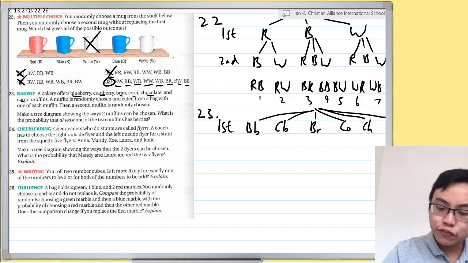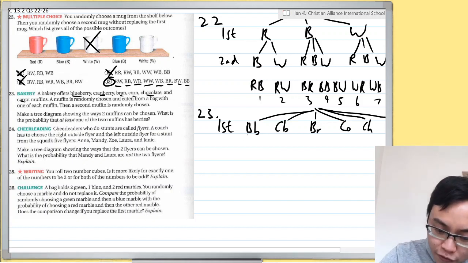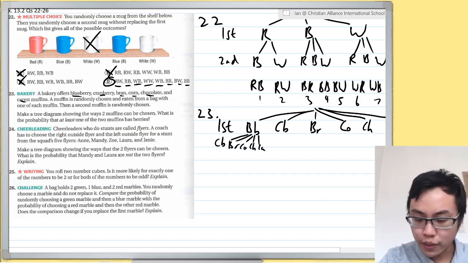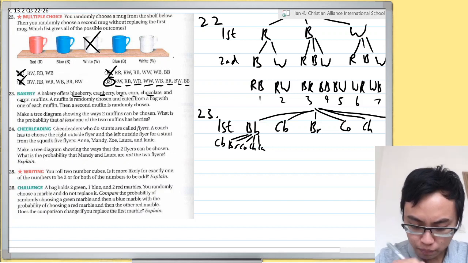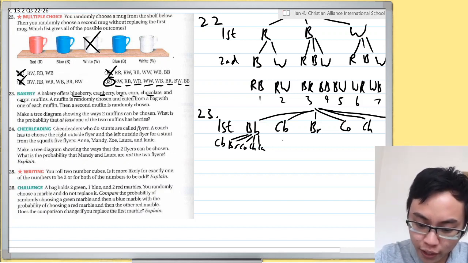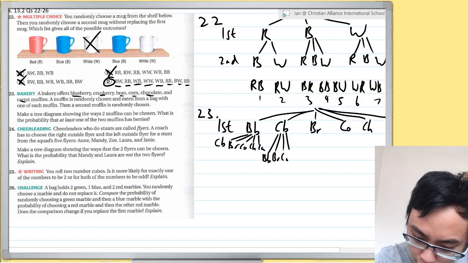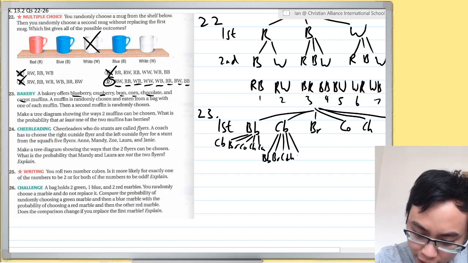So we only have the other ones left. And so from here, we can only have cranberry, bran, corn, chocolate, and carrot. Those are my choices for the blueberry. If I ate cranberry the first time, then I can still have blueberry, bran, corn, chocolate, and carrot.